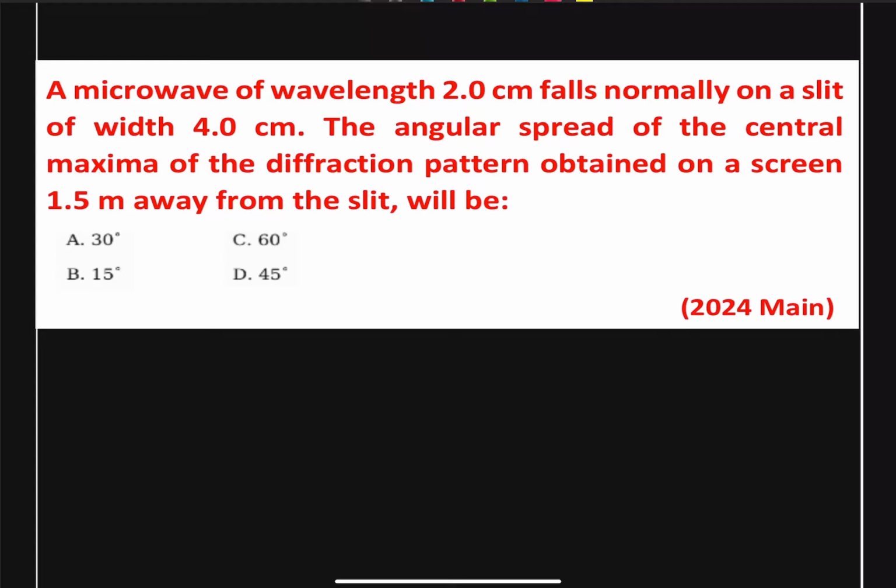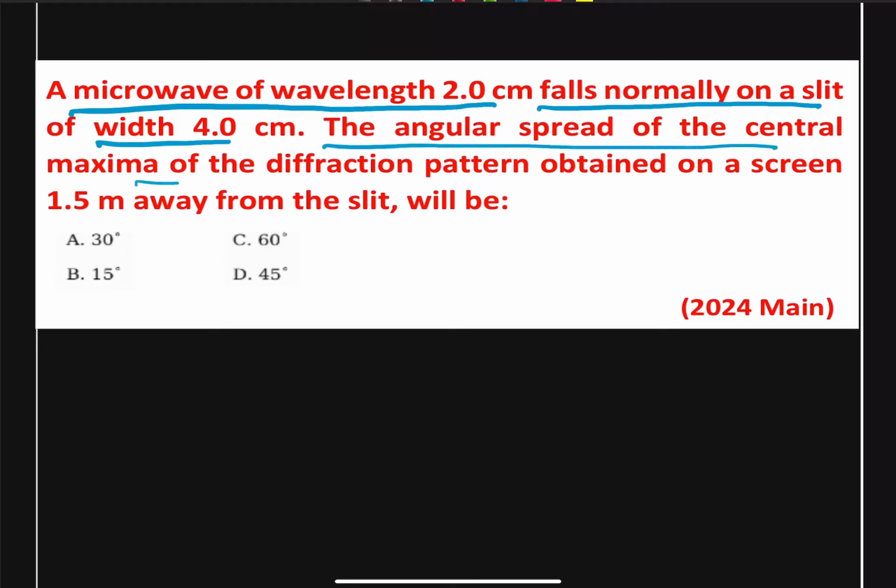It states that a microwave of wavelength 2 cm falls normally on a slit of width 4 cm. The angular spread of the central maxima of the diffraction pattern obtained on a screen 1.4 meter away from the slit will be. So here we are supposed to find out the angular spread. And we know that for the first minima, A sine theta will be equal to lambda.